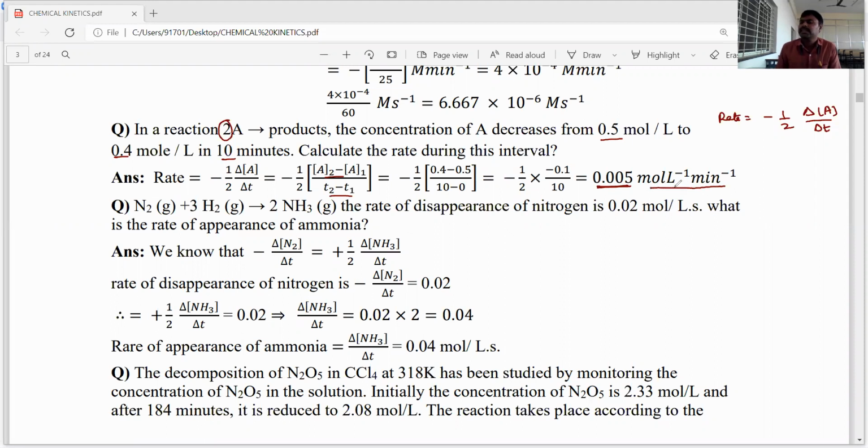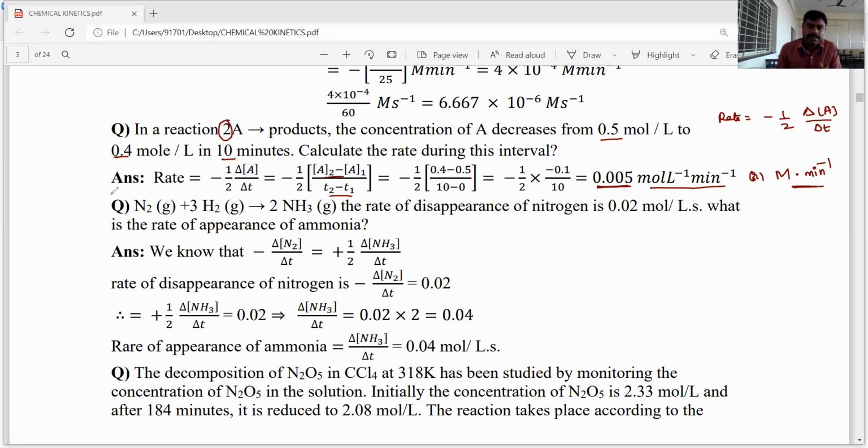mole per liter minute inverse. These are the units for average rate. Or simply we can write mole per liter as molar, so molar minute inverse. If you want to convert this molar minute inverse into molar second inverse, you have to divide it by 60. Then molar second inverse units will come.